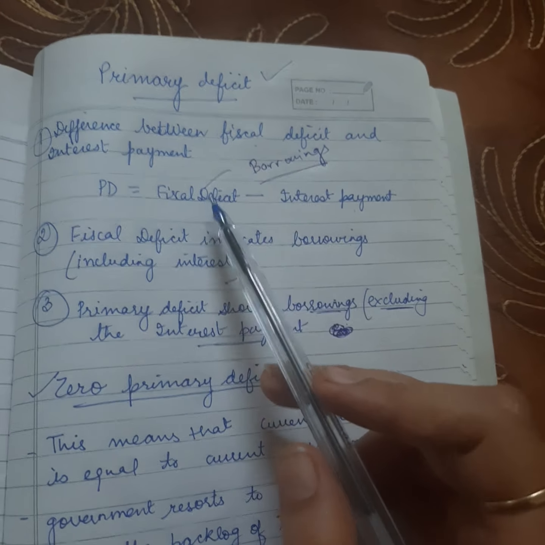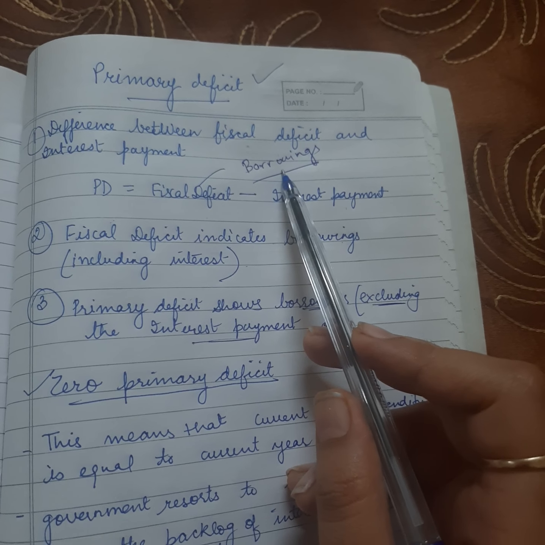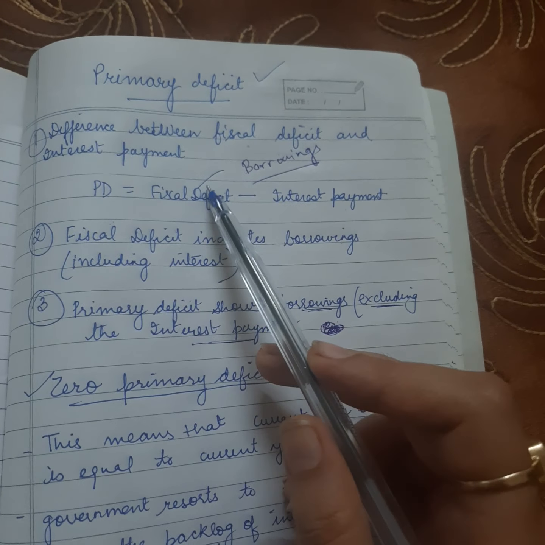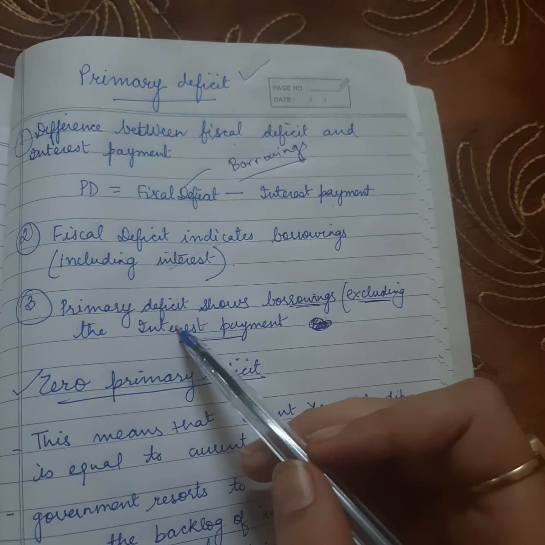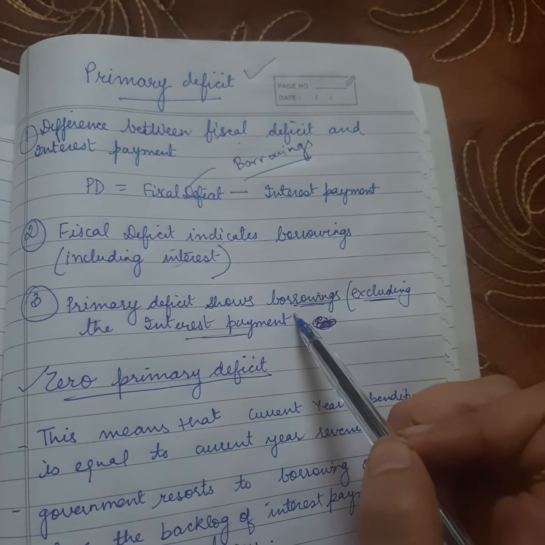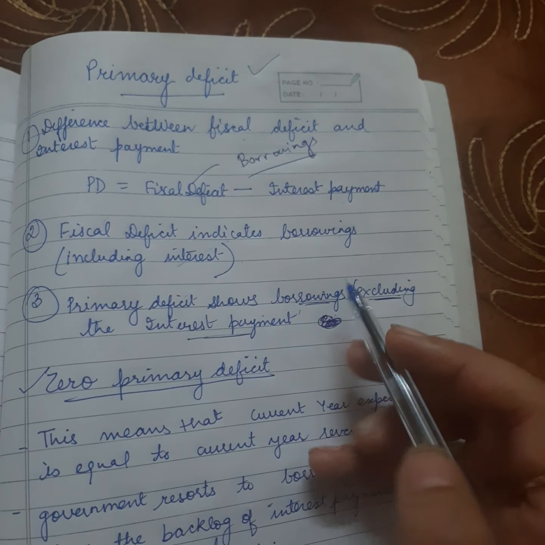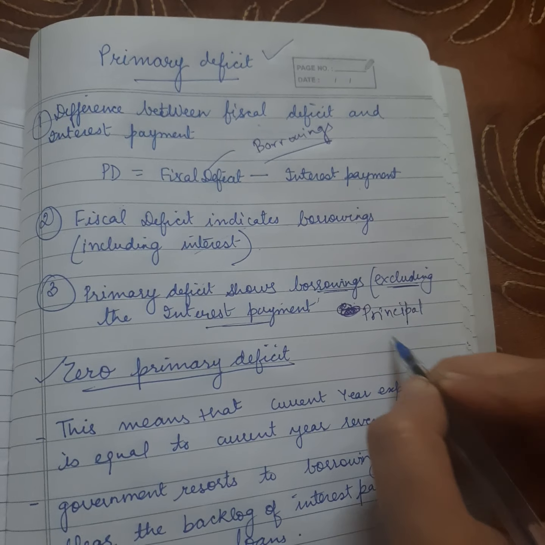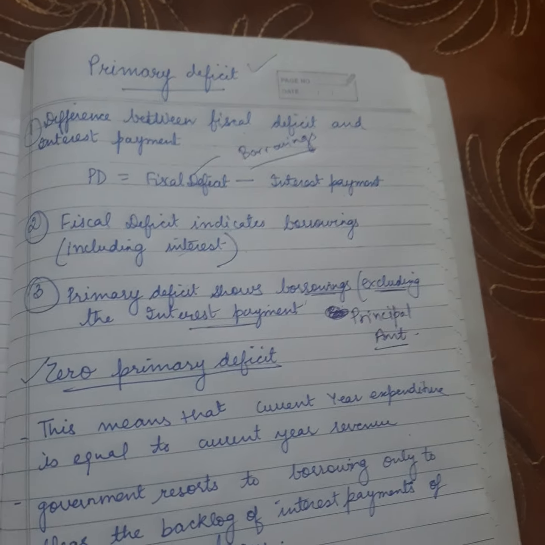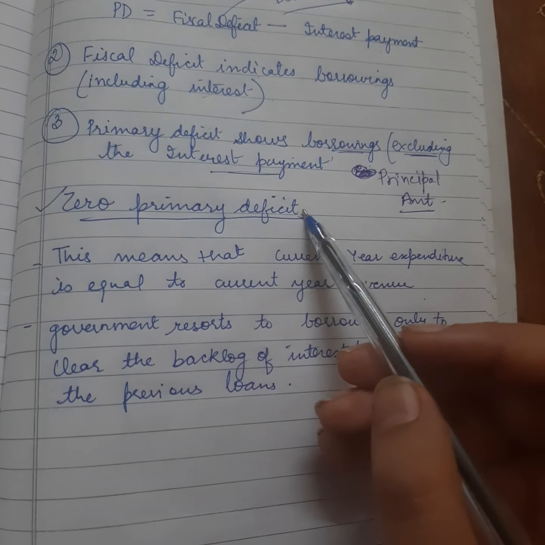We know fiscal deficit indicates borrowings by the government, and such borrowings include the interest payment, right? But primary deficit shows the borrowings which exclude the interest payment. That means it is only going to show you the principal amount.